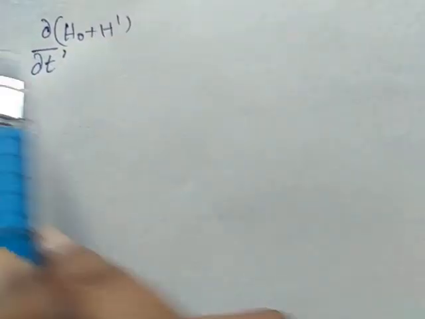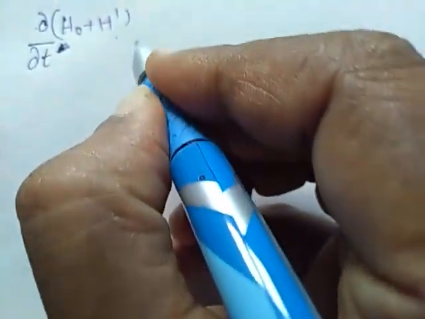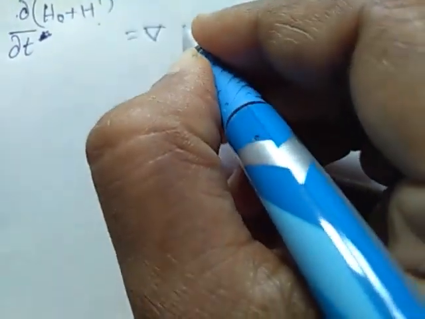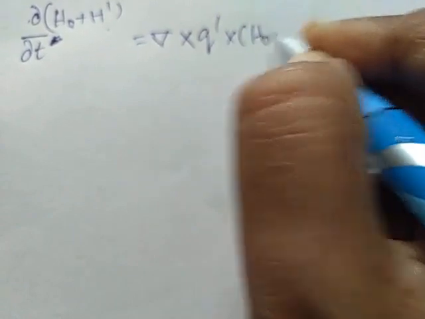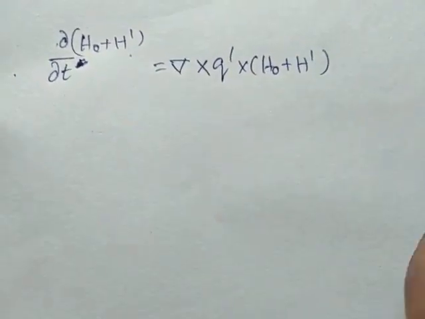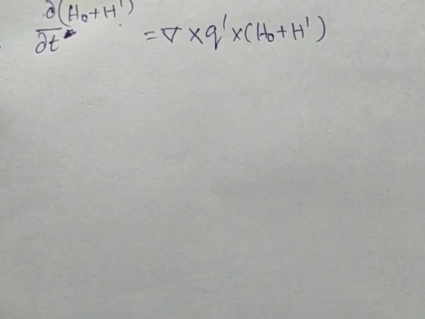This is our LHS: ∂/∂t of (H₀ + H'). The RHS is curl of (Q × H). So Q is Q', H is H₀ + H'. This is our magnetic field equation for the perturbed state.